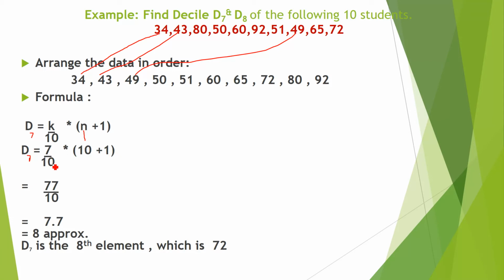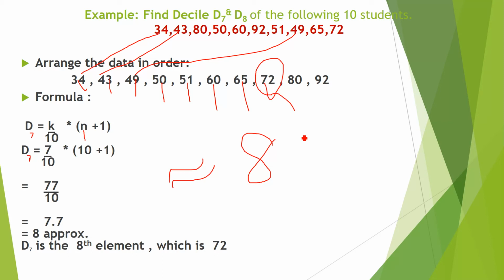11 multiplied by 7, which is equal to 77 divided by 10, equal to 7.7, which is approximately, if we round up, 8. So it means D7 or decile 7 is the 8th element, which is 72. We can count it: 1, 2, 3, 4, 5, 6, 7 and 8. So this one, 72, is decile 7.